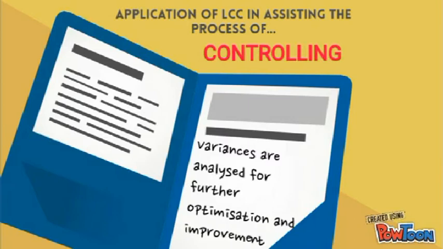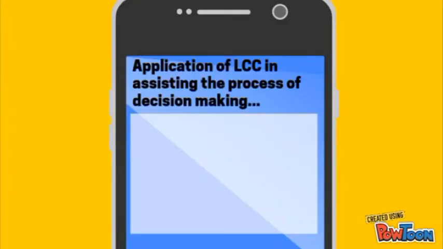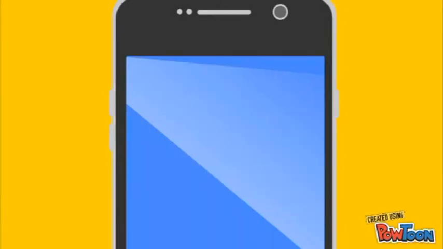Optimization here means to reduce the impact of negative variances on the product's life cycle costs by making sure the solutions for them will have a positive overall impact on the total cost. Also, reasons for variances can be used as references in future planning. Now, let us look at how life cycle costing is applied in decision making.